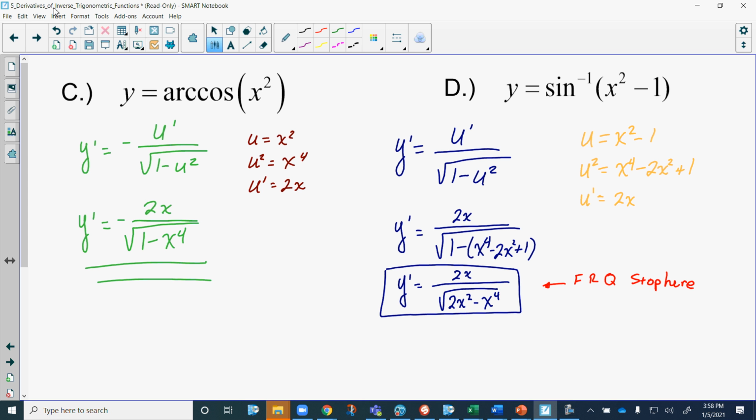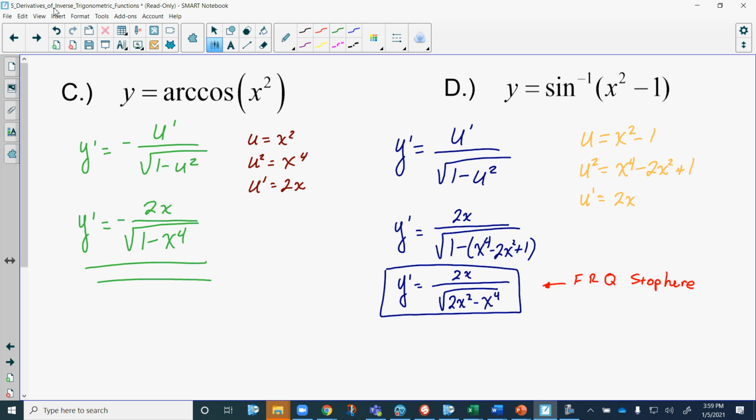Now the next one, D, I imagine those of you that are working it out probably stopped where I have it boxed. So you start with the same thing that we did for the first example, where we say the derivative of inverse sine is going to be u prime, or the derivative of u, over the square root of 1 minus u squared. And so the u term in this case is the stuff inside the parentheses, the x squared minus 1. So when we square it, we get x to the fourth minus 2x squared plus 1. And the derivative of u would just be 2x.